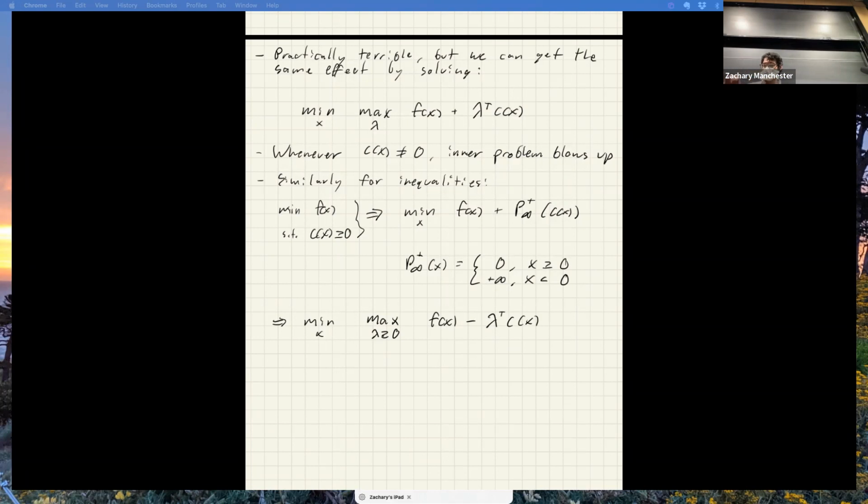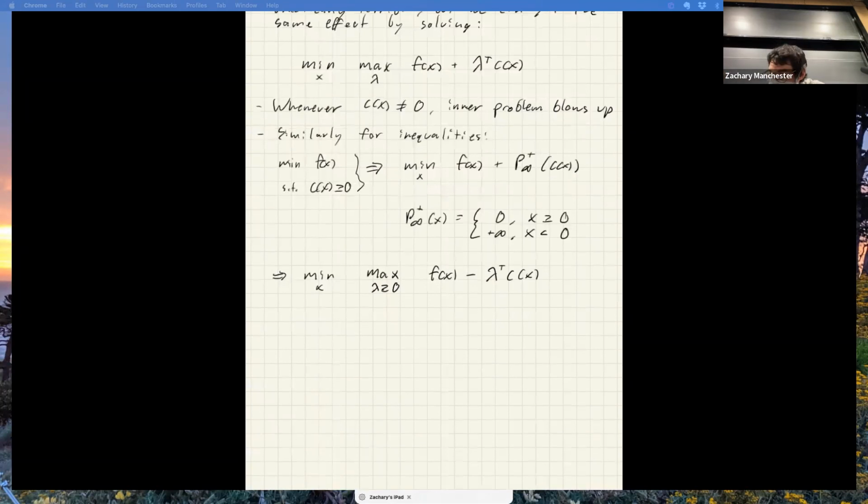If C is positive, or sorry, if C is positive, it satisfies the constraint, then if I take max over non-zero lambda, the answer to that is 0 and it drops out, right? Does everyone see this? Does the same thing, right? Cool. And then this term here is our Lagrangian that we know and love, right?